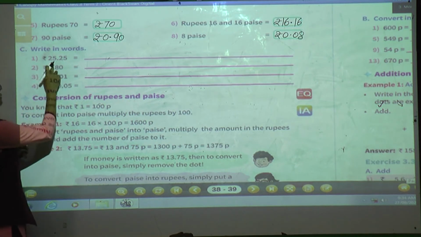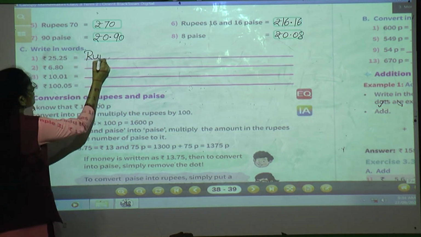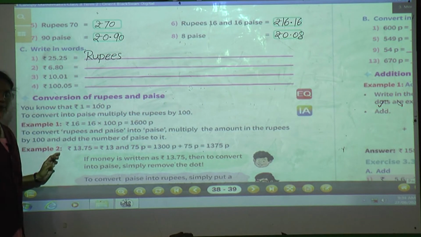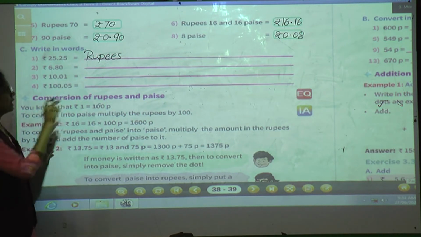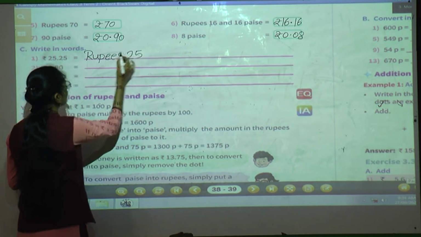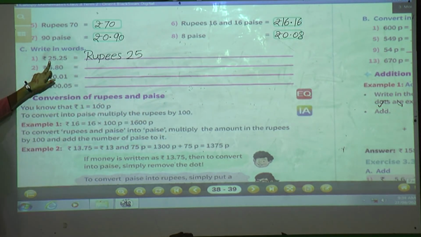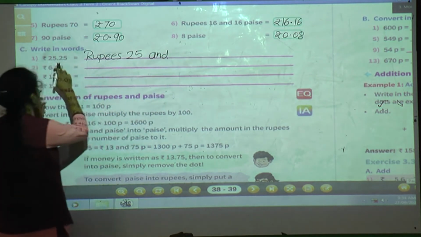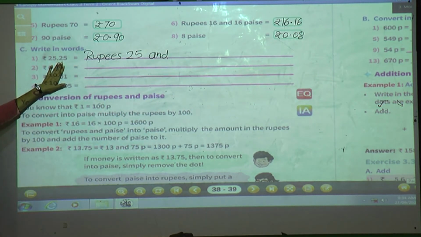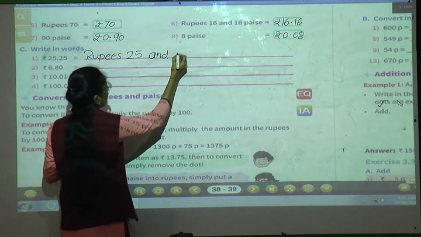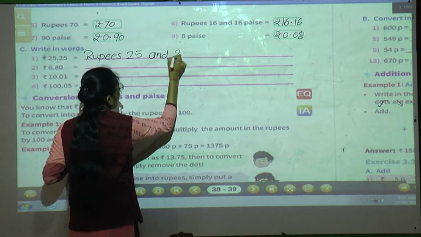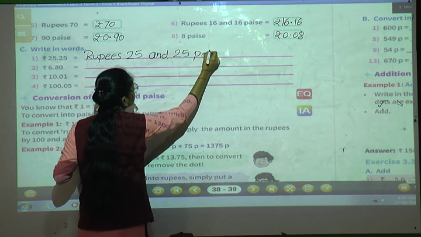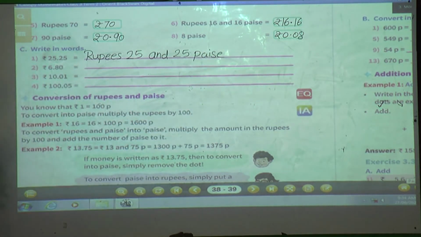25.25 means what? This is rupees 25. So we'll write in words rupees. In words means you have to write the spelling. Rupees 25. Then what is it? Here a point is there, a dot is there. Means we have to write 'and', because after the dot, whatever number is there means paise. How many paise are there? 25. So, and 25 paise. In this way you can write in words.